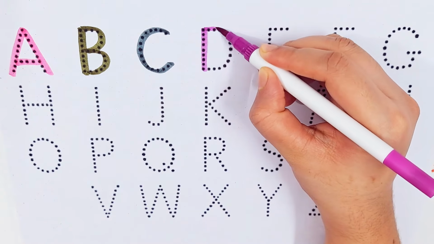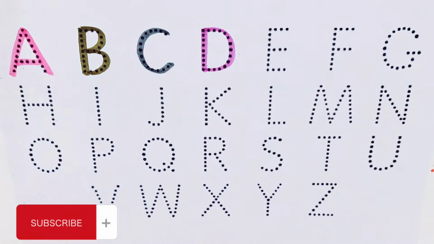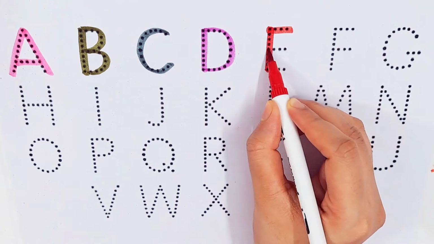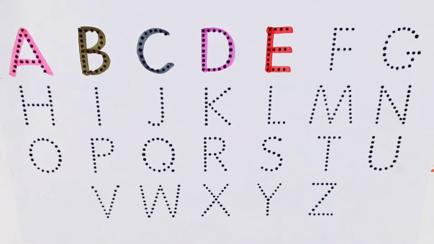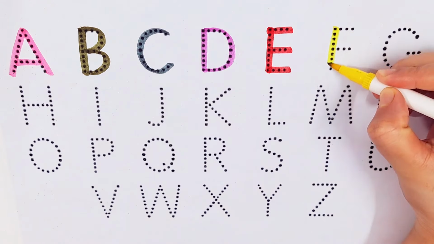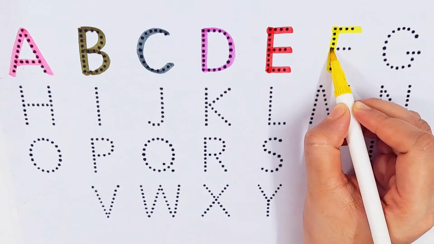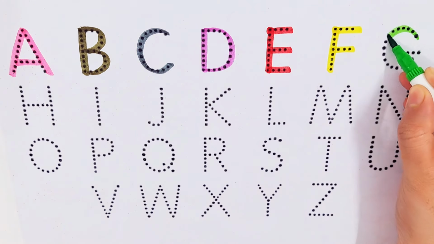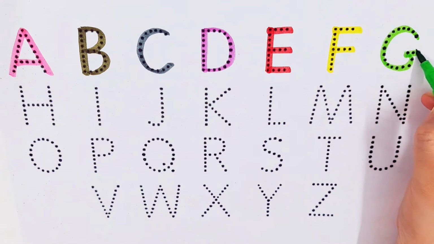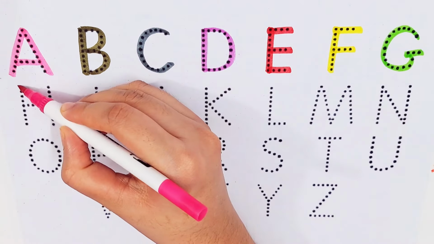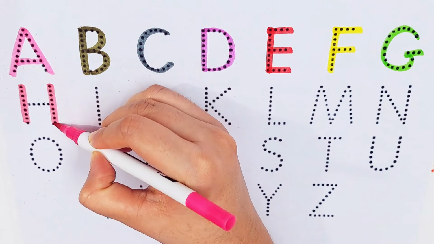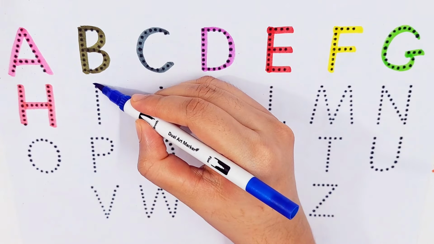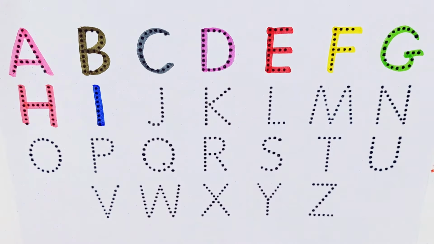D. D for dog. E. E for eggplant. F. F for fruits. G. G for gun. H. H for hat. I. I for ink.